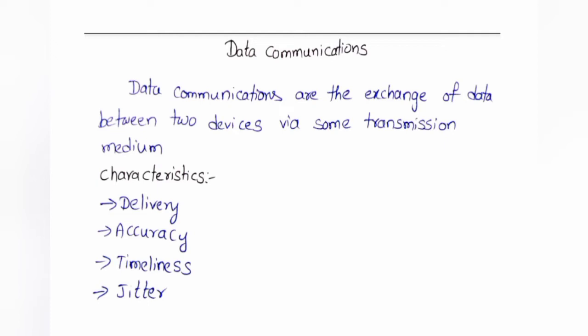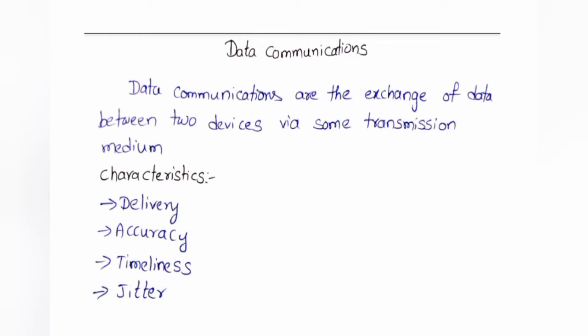First of all, we will see the characteristics of data communications. The first one is delivery. The system must deliver the data to the proper destination. The sender is sending some data, and if the data does not reach the destination, it leads to the failure of the communication. Here I am teaching the class. If you understand this concept, then the communication is successful. Otherwise, it will fail.